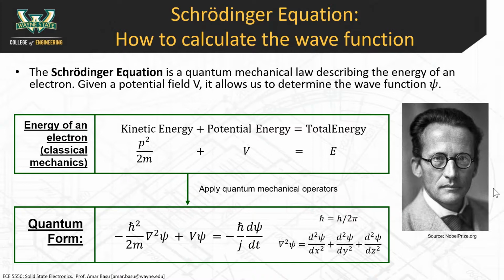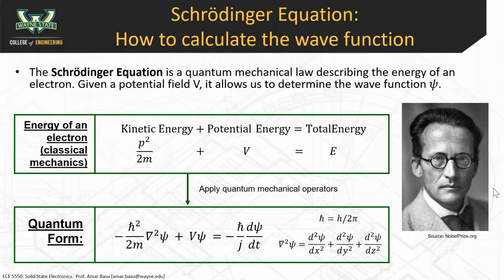The Schrodinger equation is a quantum mechanical law describing the energy of an electron. If you're given a potential field V, it allows you to find the wave function psi. We've been talking a lot about the wave function last class: what it is and how it could describe the location of an electron. Now we're going to find out how to calculate the wave function for a certain set of conditions. The conditions could be as simple as an electron in free space, where the potential energy everywhere is 0. You can figure out the wave function for that.